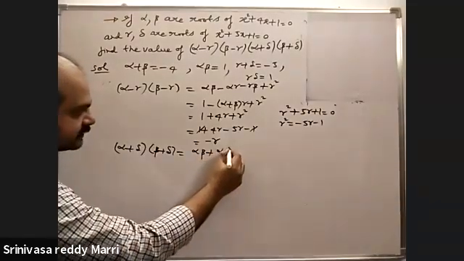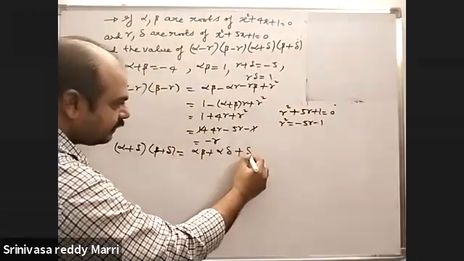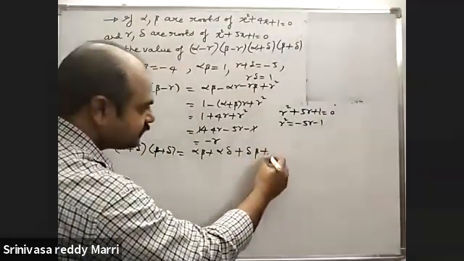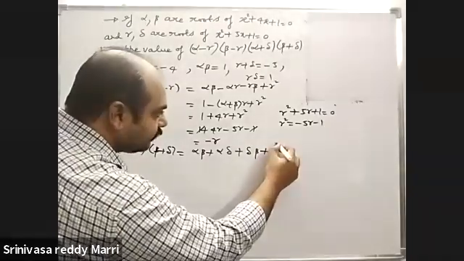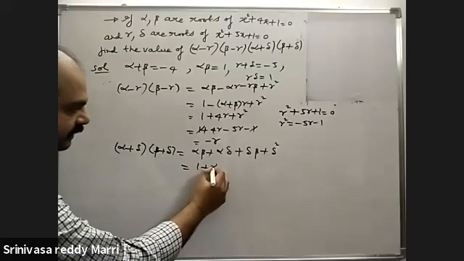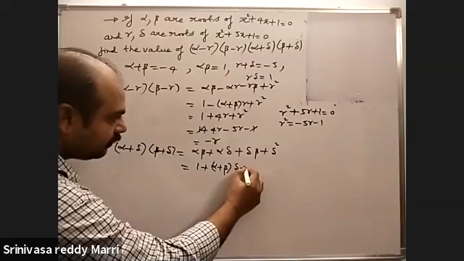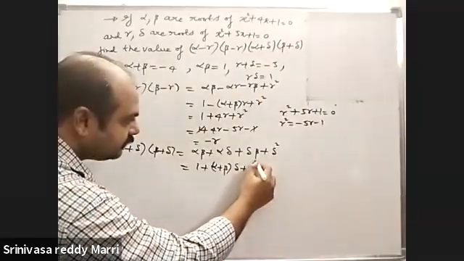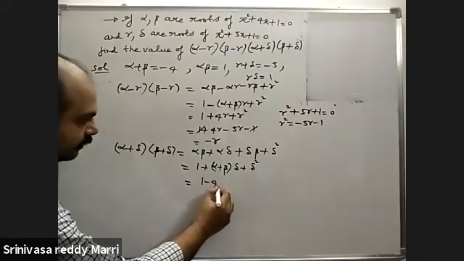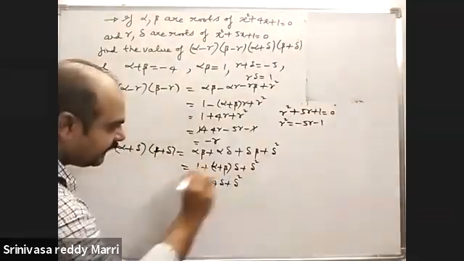Alpha beta plus alpha delta plus delta beta plus delta square, right? So alpha beta value again, plus alpha plus beta into delta plus delta square. What is alpha plus beta again? So now completely in delta you got.